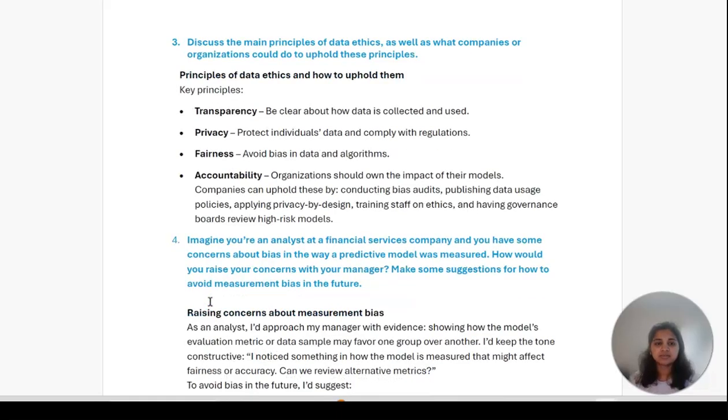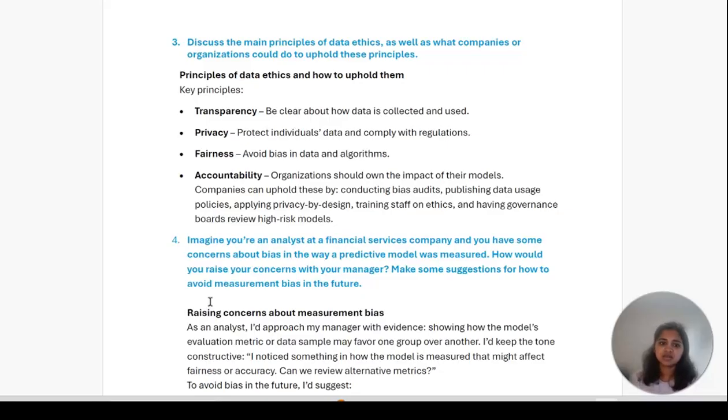Next question. Discuss the main principles of data ethics as well as what companies or organizations could do to uphold these principles. The main principles of data ethics are transparency, privacy, fairness, and accountability. Transparency means being clear about how data is collected and used. Privacy means protecting individuals' data and complying with regulations.